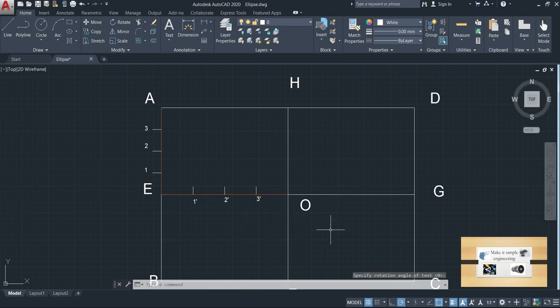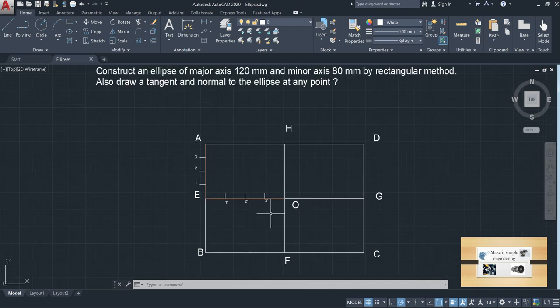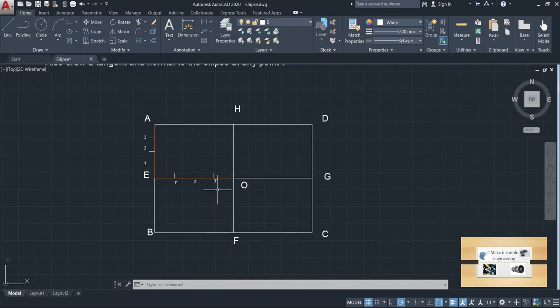As you can see here, AE and EO, which are the minor and major axis of the ellipse, are divided into 4 equal parts. AE into 1, 2, 3 and EO into 1 dash, 2 dash, 3 dash are the different points. After this step you have to connect lines from point H to 1, 2, 3 and point F to 1 dash, 2 dash, 3 dash.